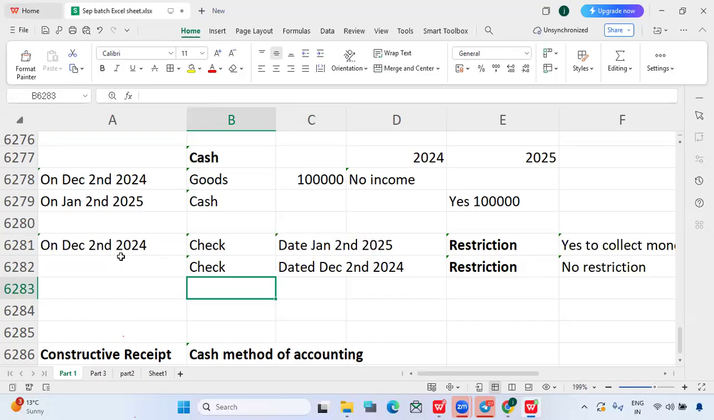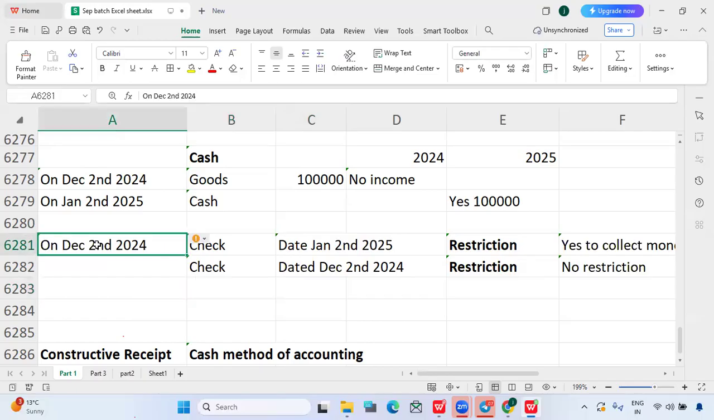In the first case, you can see I sold the goods on December 2nd. I got the check, but the check is dated January 2nd, 2025. That means to encash the money, I had to wait for some more days. I need to wait for one month. But in the second case, do I have any restrictions to collect the money? No restrictions, and the check is dated December 2nd itself. If I want to take the money, I can take it now, or if I want to take it on January 2nd, I can. But in the first case, I need to wait till January 2025. That means we have restrictions.